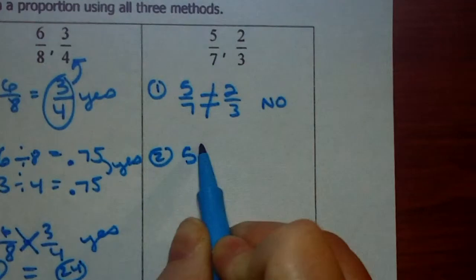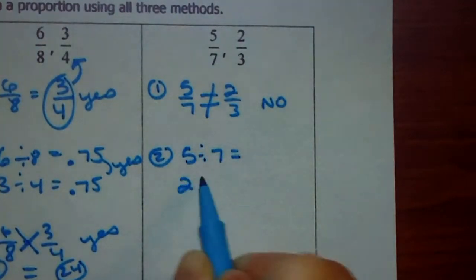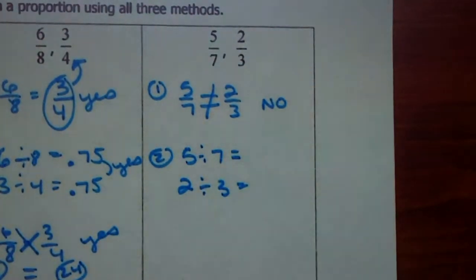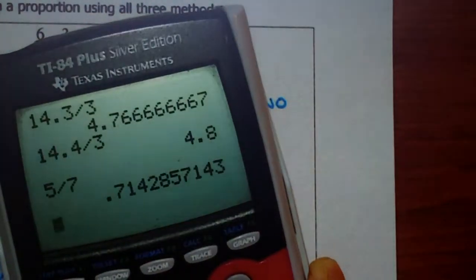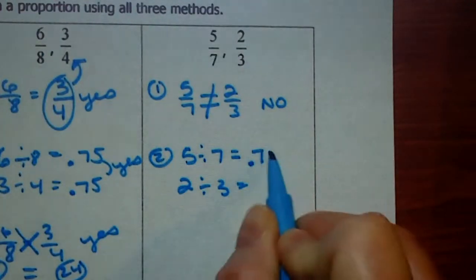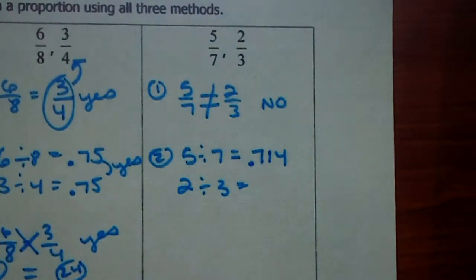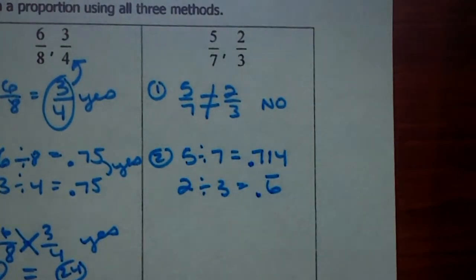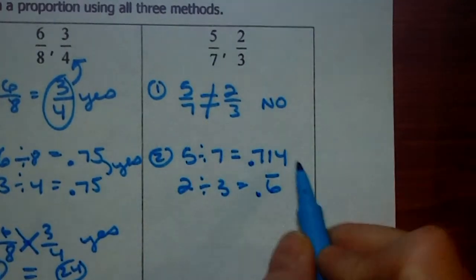So let's see how it would look at the other ways as well. The unit rate would mean take 5 divided by 7 and take 2 divided by 3. So when you take 5 divided by 7, you end up getting this decimal right here, 0.714, and I'll just stop there. And when you take 2 divided by 3, I bet a lot of you already know this one, we get 0.6 repeating. Do you see how those are not the same? That means this is still a no.